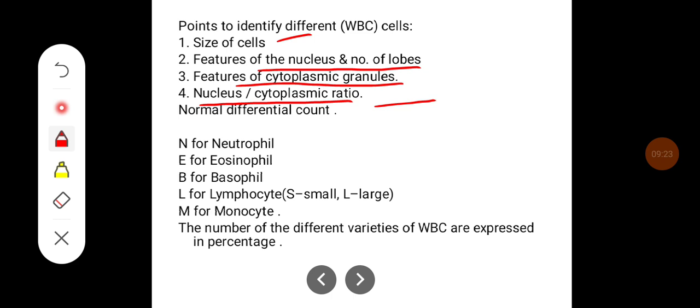Okay, so then when you are counting different WBCs, they can be denoted with alphabets. Neutrophil can be denoted by N or P, that is polymorphonuclear cell. Eosin is denoted with E. Basophil is denoted with B. Lymphocytes, whether it is small or large, it is denoted by L. Monocyte is denoted by M. Okay, so then the number of different varieties of WBCs are expressed in the percentage depending on their count.